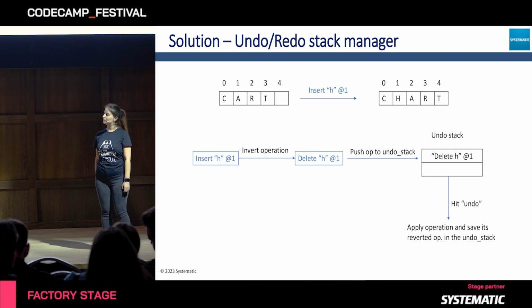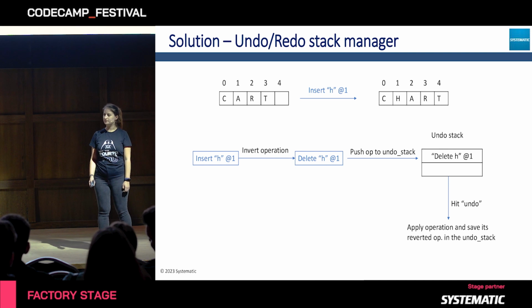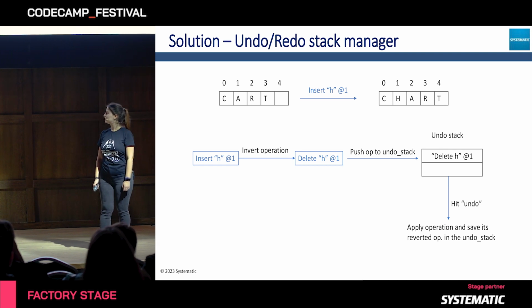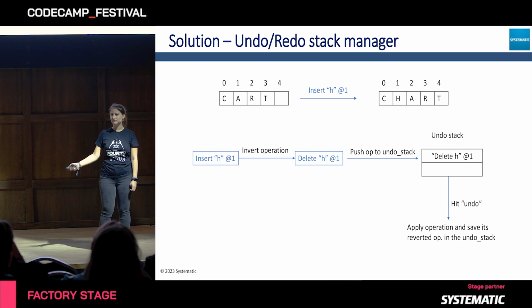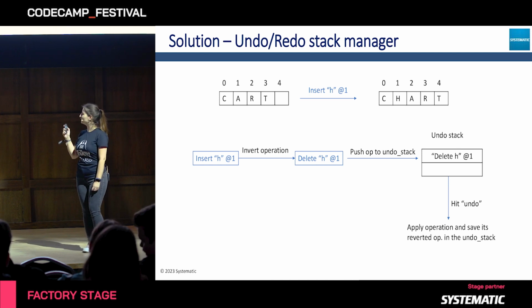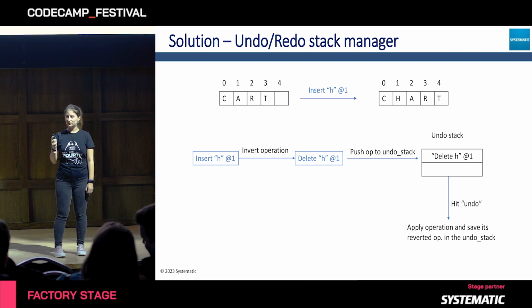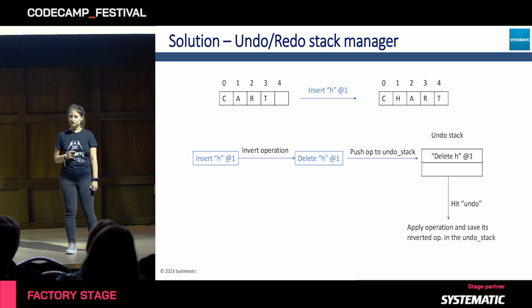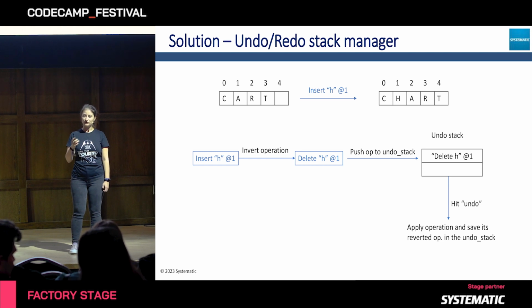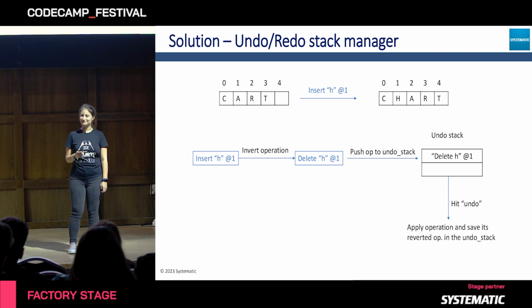So if we say we're inserting H at position 1, the moment we do that operation, we identify the opposite operation. The opposite of insert is remove, and the opposite of delete is insert. And we store that opposite operation in the undo stack. So in case we want to hit undo, we just take the operation at the last position and apply that. And of course, we store the opposite in a redo stack.